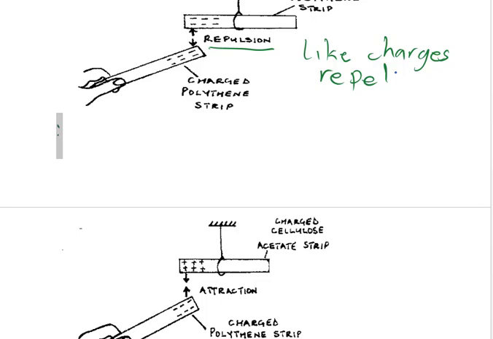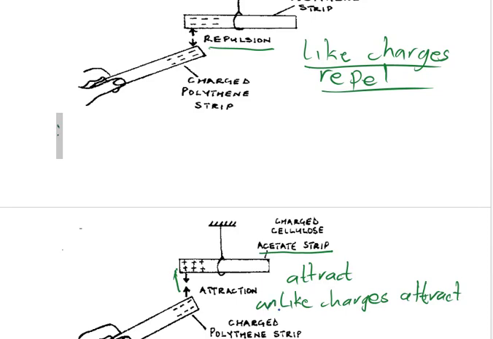And if we take a positively charged acetate strip and a negatively charged polyethylene strip, if they are brought close together, the result is attraction. So we say they attract. Unlike charges attract because these are different. So this is how they behave.